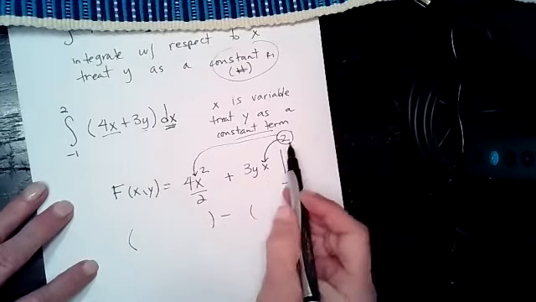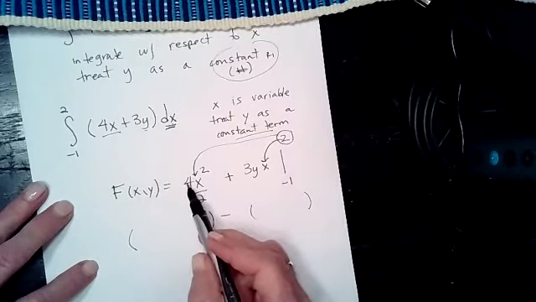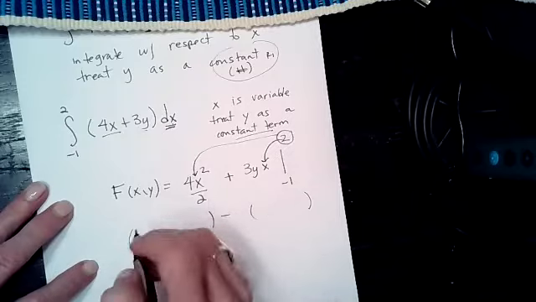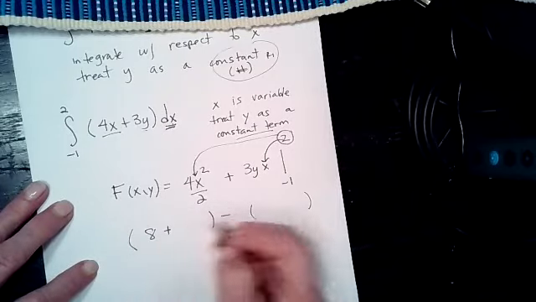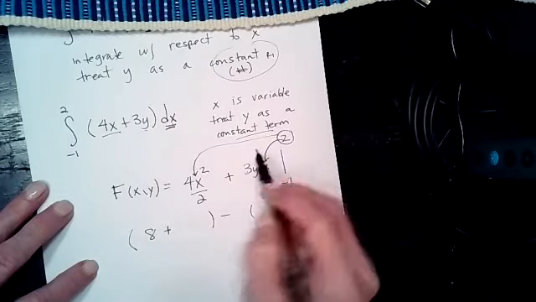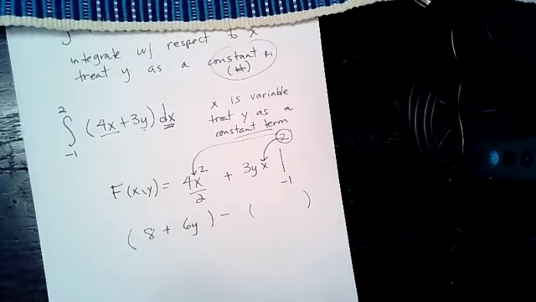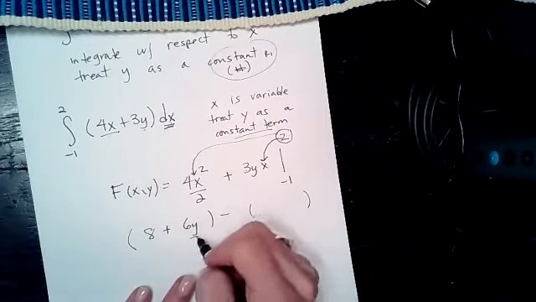Okay, so when I plug 2 in for x, I get 2 squared is 4. 4 times 4 is 16, and 16 over 2 is 8. Plus, and when I plug in 2 for x, I get 2 times 3 is 6y. So when I integrate with respect to x, my x's are going to be plugged into, and then I'm going to be left with y's.